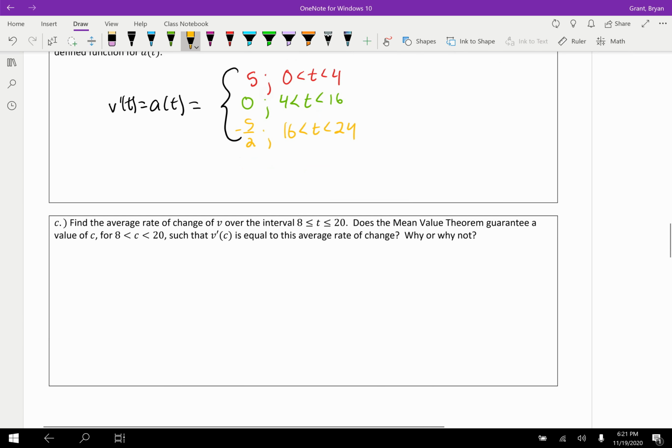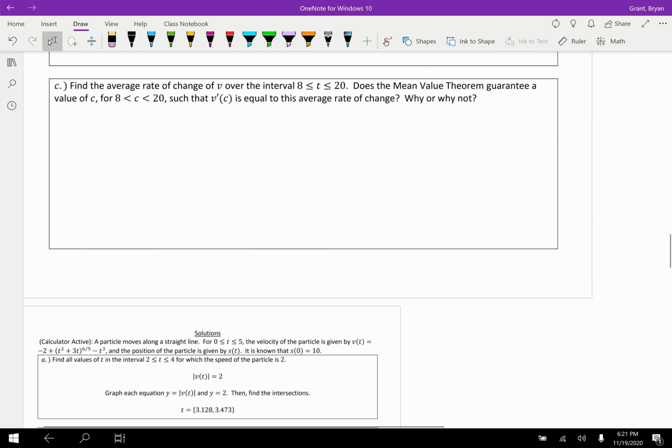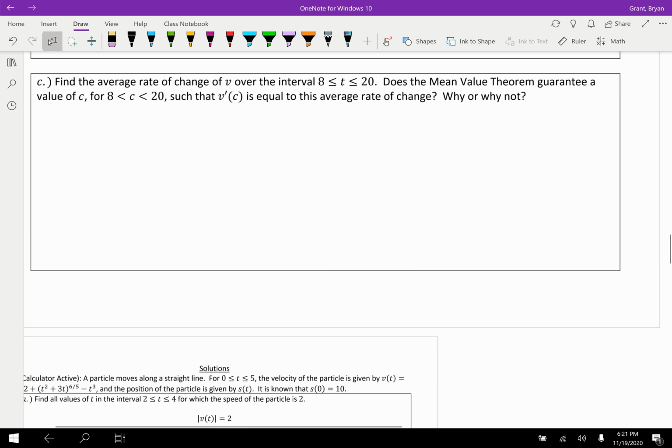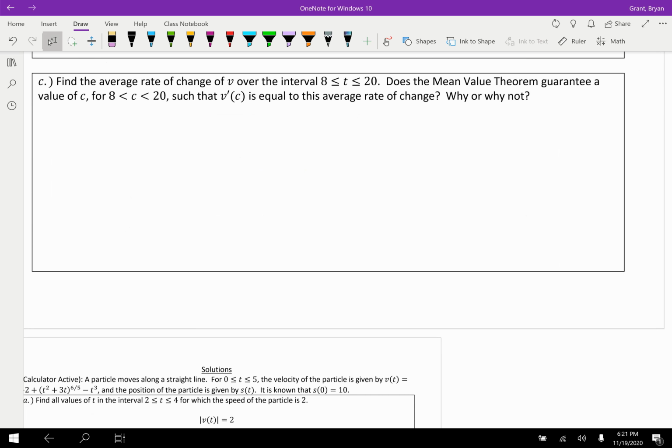Last problem. Find the average rate of change of v over the interval 8 to 20. Does the mean value theorem guarantee such that f prime, that is basically the definition of the mean value theorem, why or why not? So let's take it one sentence at a time. Find the average rate of change of v over this interval. Now this can be tricky.